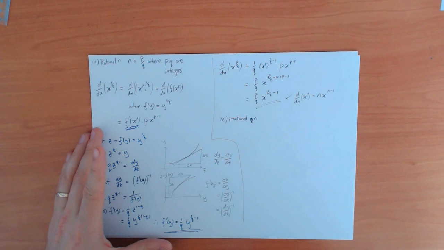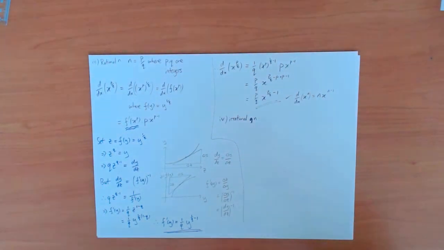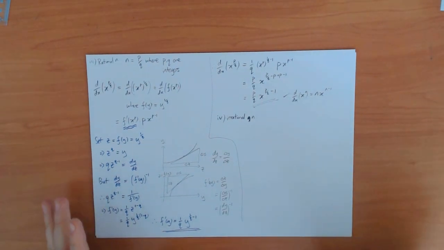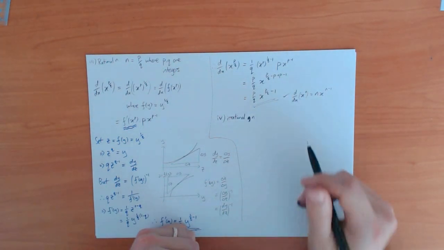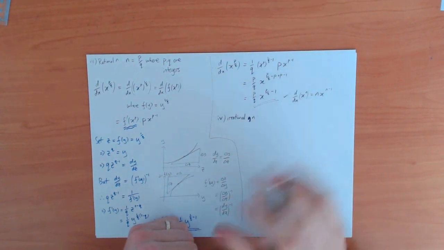Irrational n. Okay, so here I'm not going to give a complete proof because it's a bit messy, and as I said, it's not really necessary for physics, but I'll show you the idea. So what is an irrational number? The irrational numbers are defined as the limits of rational numbers.